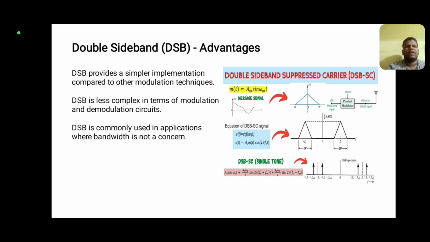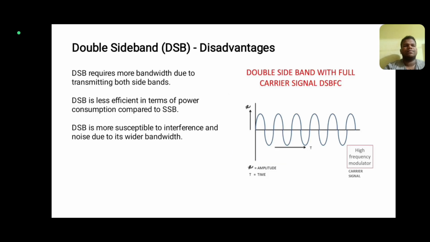Double sideband advantages. Double sidebands provide a simple implementation compared to other modulation techniques. DSB is less complex in terms of modulation and demodulation circuits. DSB is commonly used in applications where bandwidth is not a concern.